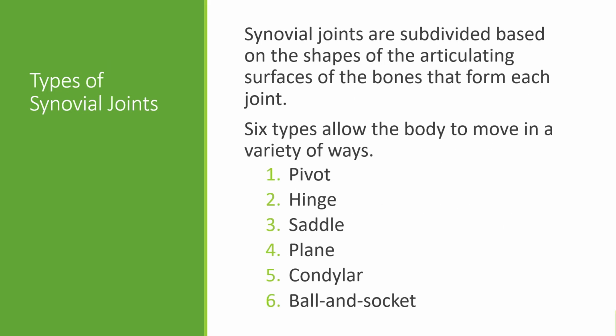Our synovial joints have different types, and we can subdivide those based on the shape of the articulating surfaces of the bones that make that joint. There are 6 different types that are going to allow the body to move in a variety of ways. We're going to look at pivot, hinge, saddle, plane, condylar, and ball and socket.